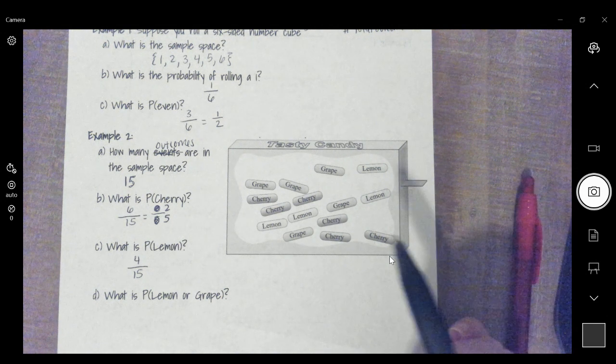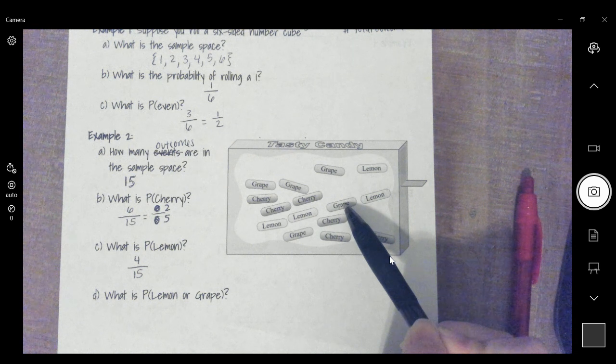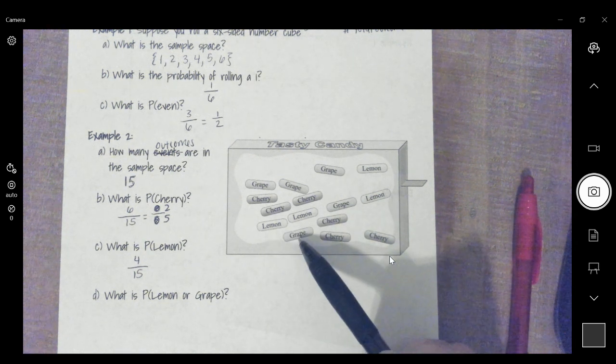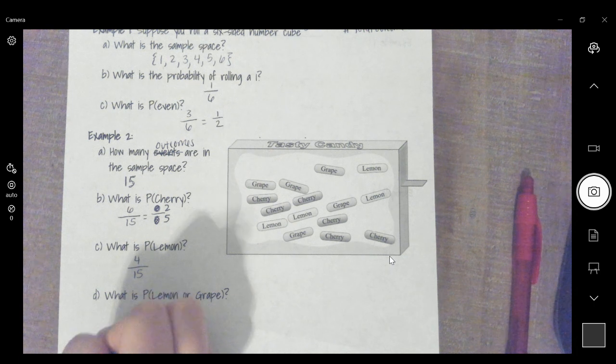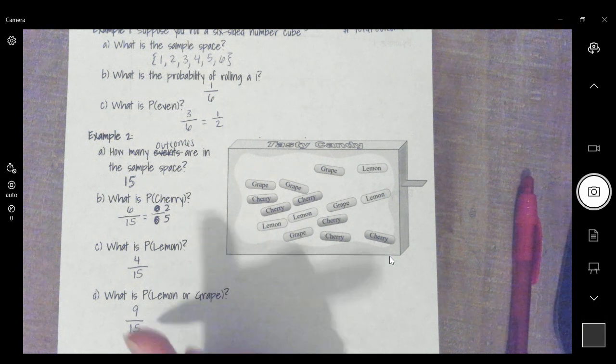And then the last one was the probability of drawing a lemon or a grape. So I just kind of added this in, but for lemons or grapes, that means you can draw either one. And so we want to just count all of them that are either lemon or grape. So we have 1, 2, 3, 4, 5, 6, 7, 8, 9. There are 9 that are lemon or grape. So 9 out of 15 total. And then we could simplify that, divide them both by 3, and that gives me 3 out of 5. So that's basic probability. Just count how many there are out of the number total.